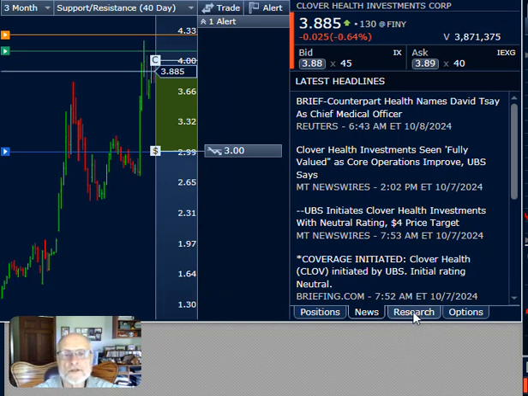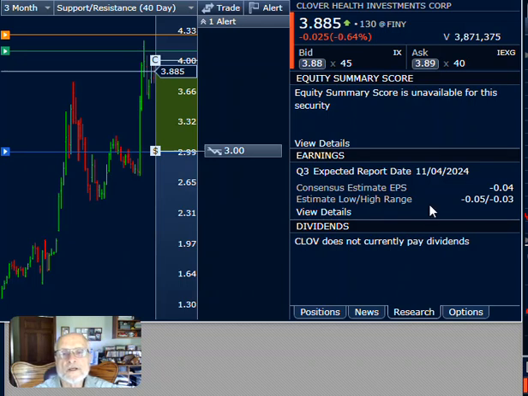sufficiently before purchasing shares. Research tells me if Fidelity has an equity summary score, and it does not. The next earnings report is expected on November 4th. That's important to recognize if you're buying and selling options, because you want to keep potential market behaviors in mind when and if an option is coming due. And because Clover does not currently pay dividends, I don't have to think about the ex-dividend date.